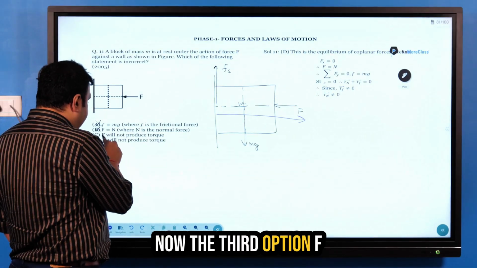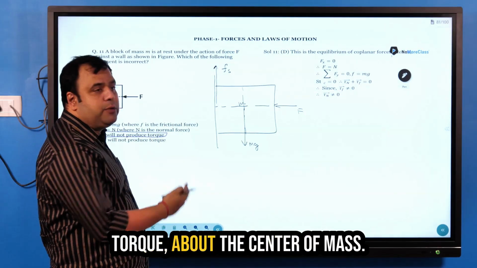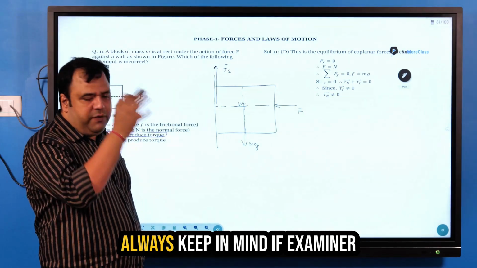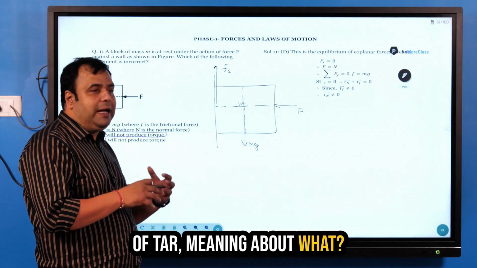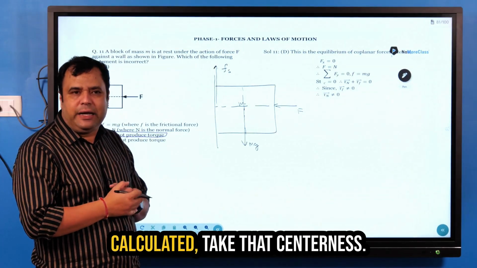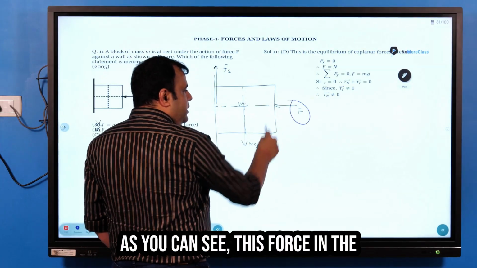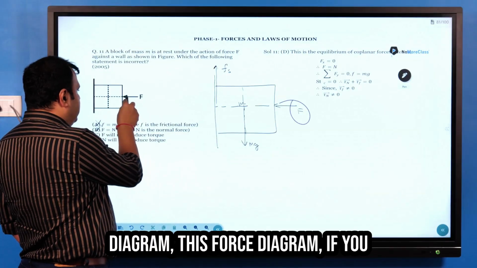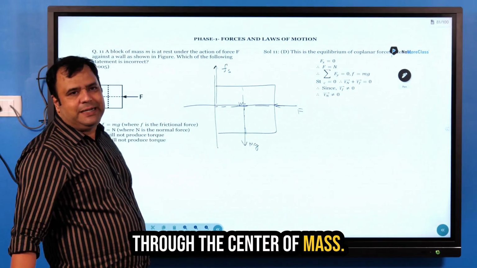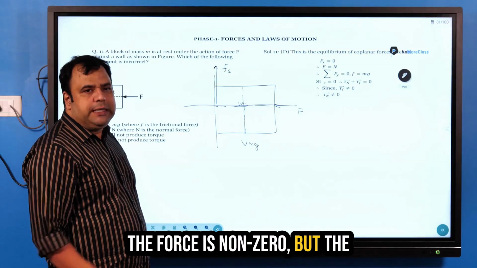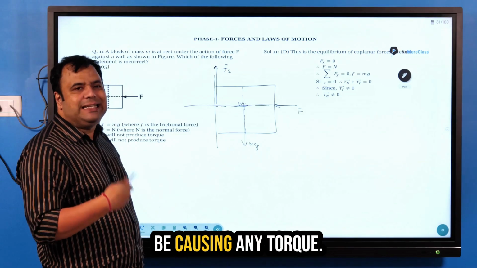Now the third option, F will not produce torque. So they're talking about torque now. And they're talking about torque about the center of mass. Always keep in mind, if the examiner is not talking about the location of torque, meaning the point about which torque needs to be calculated, take the center of mass. As you can see, this force in the diagram, if you extend the force, the extension of the force will be passing through the center of mass. The force is non-zero, but the moment of this force about the center of mass will be zero. So this force will not be causing any torque.